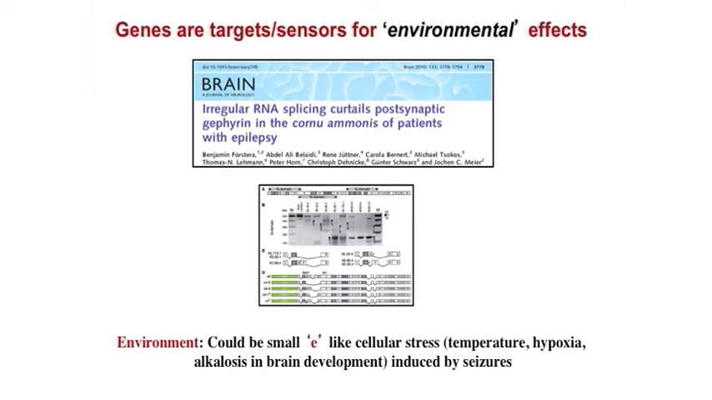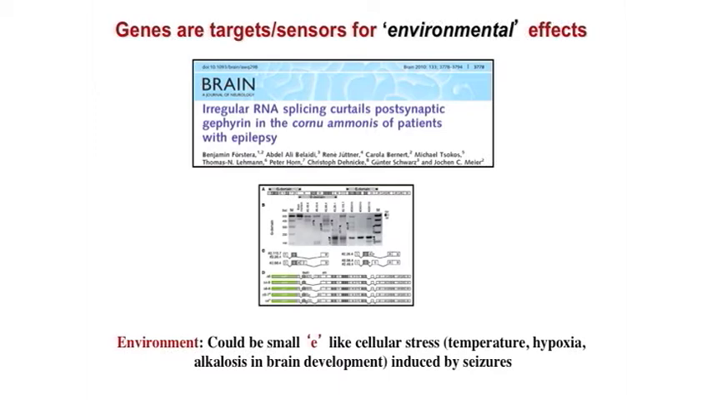And I had mentioned that this neat study was published in Brain showing irregular RNA splicing in patients that have this type of epilepsy shown here. And in fact, when you go back and look at this paper, they could show that in cell line-based studies, when you induce stress via temperature, hypoxia, alkalosis of the brain, which mimics what can happen in the seizure phenotype, you see the same G domain of the Gephyrin gene actually spliced out of the messenger RNA.